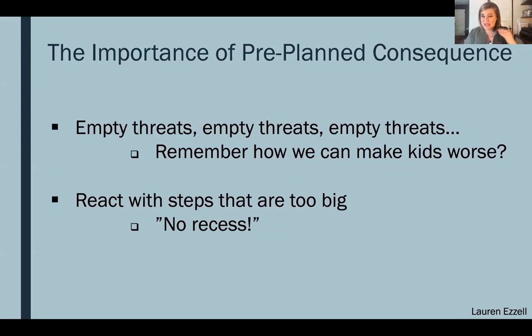Remember how we make kids worse? We keep making these threats and then it's like, oh, sorry. Okay, empty threats. You have no follow through and kids pick up on that. They know, all right, she's told me for 5 days that I'm missing a recess and I've never missed a recess, right? You react with steps that are too big. No recess. And he's like, I just didn't get my math book out. Okay, make a plan. Take the guesswork out of it. Pre-plan consequences for both positive and corrective situations. So know how you're going to reinforce the kid if they comply, and how you're going to curb the behavior if they don't.